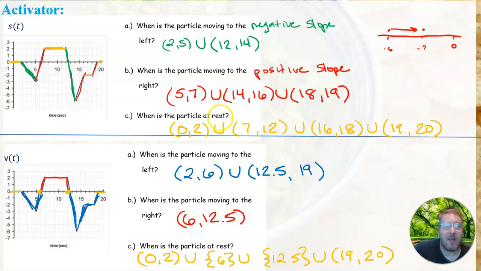When is the particle at rest? It's at rest when the position doesn't change at all. That just makes a lot of sense. That's the four of them, sorry, the four times that the position did not change.